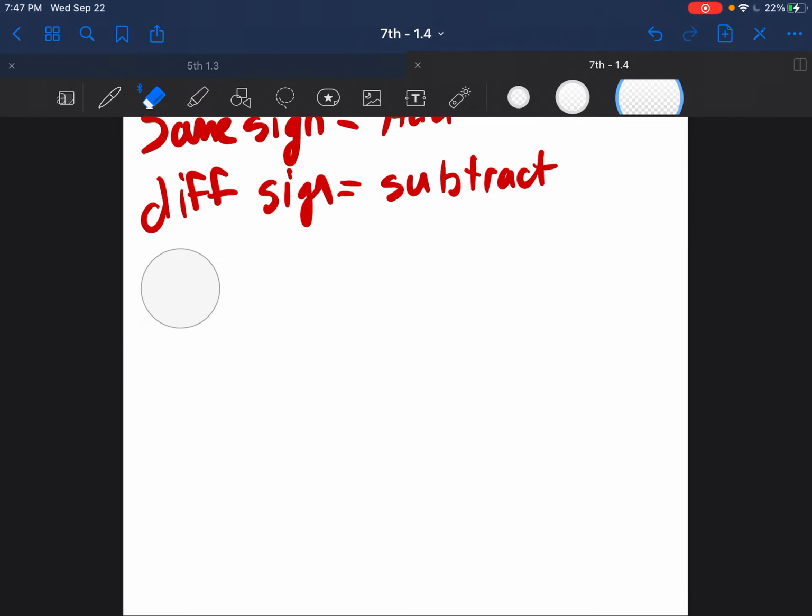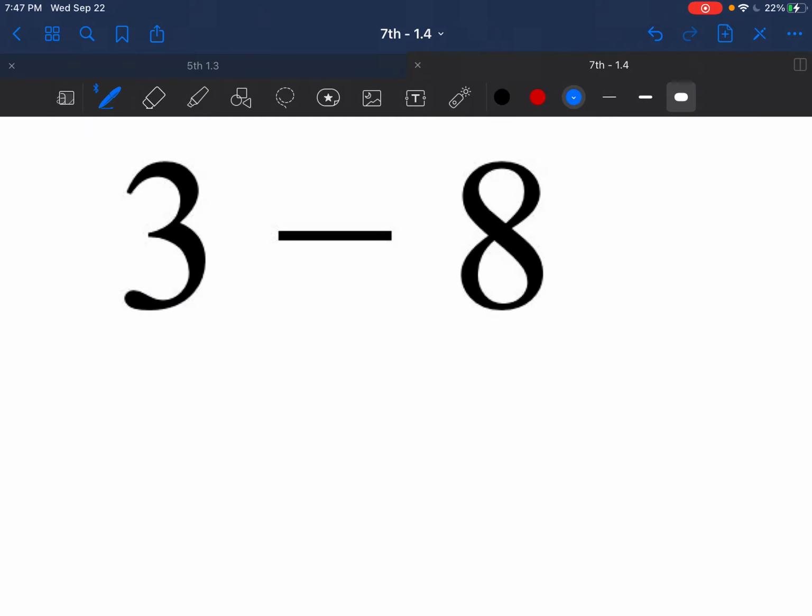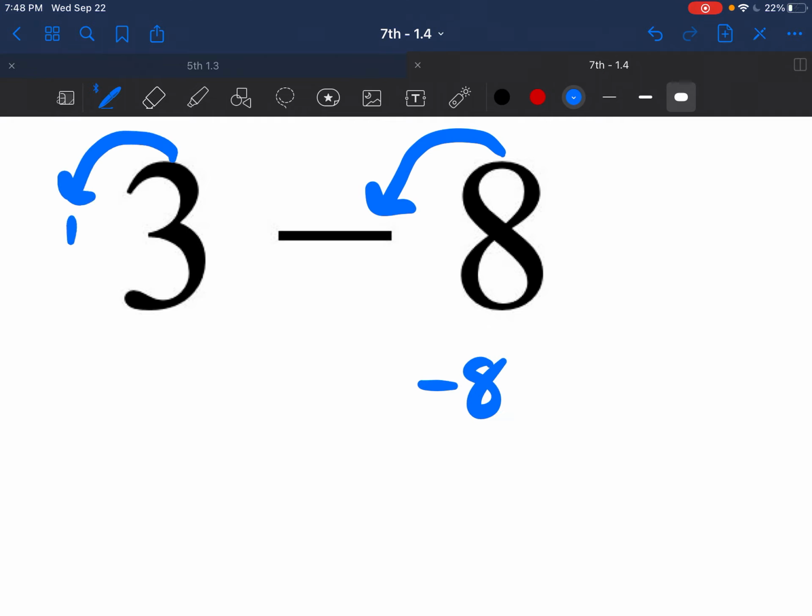Alright, so let's take a look at this question. What is to the left of this 8? That's that negative sign, so this actually means negative 8. And what's to the left of this 3? Nothing, so that means that's a positive 3. So here's the question: same sign or different sign? They are different signs, so we need to subtract. What is 8 minus 3? That's going to give you 5.